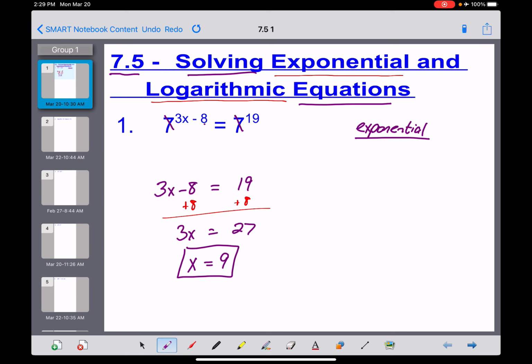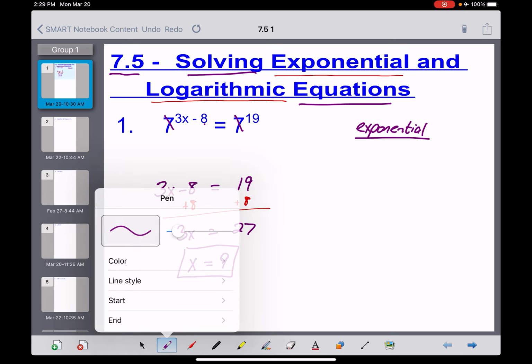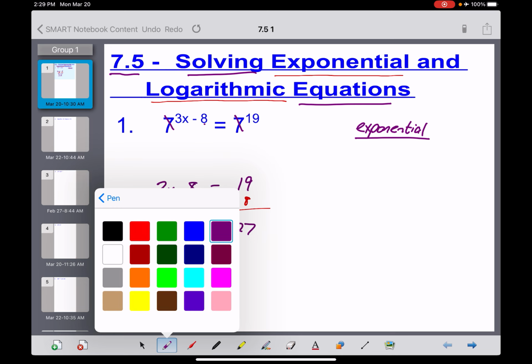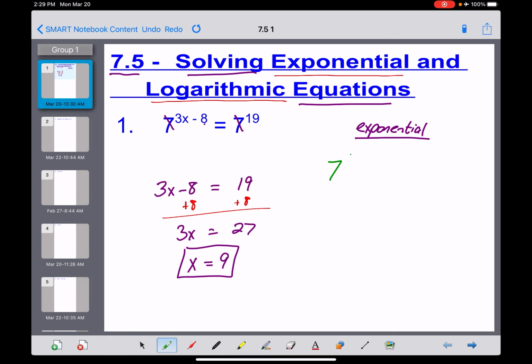Now, technically, I said I would explain this. You guys can skip this if you want. Here's what we're actually doing. If we took a look, let me switch colors right here and go to green maybe. If we took 7 to the 3x minus 8 power is equal to 7 to the 19th, what we can effectively do then, guys, is do a log on both sides of the equation. And as long as we do the same log base on both of them, we're fine. Well, the smartest thing to do here would be a log base 7. And if I do that on the left, I would do the exact same thing on the right.